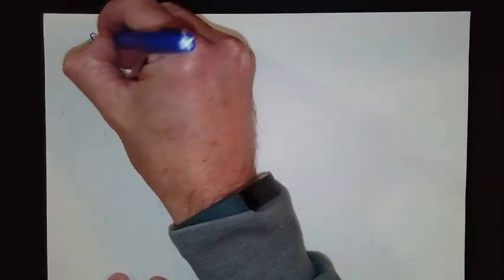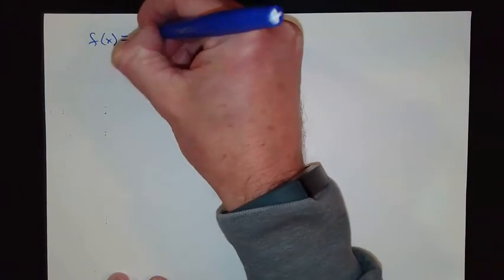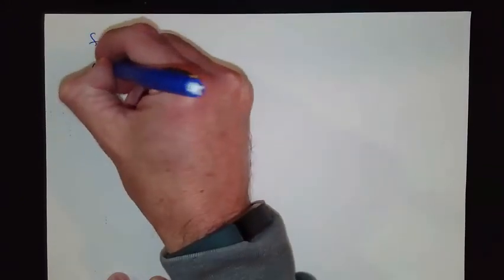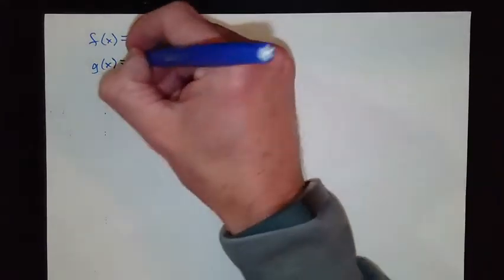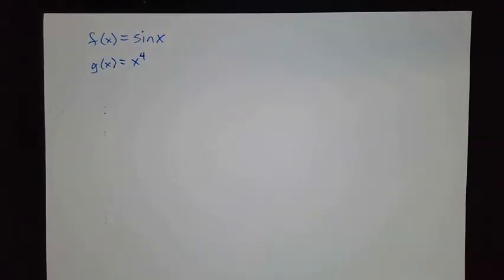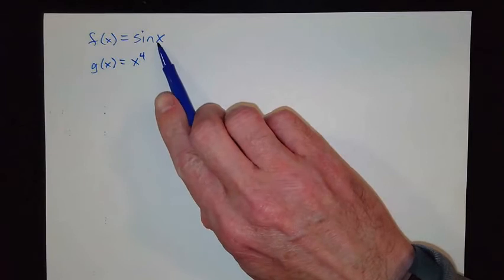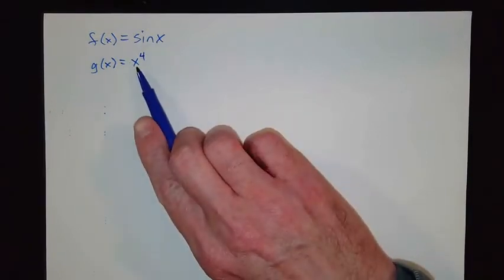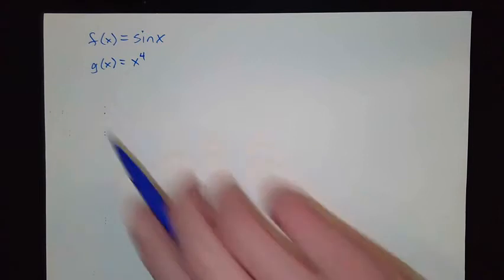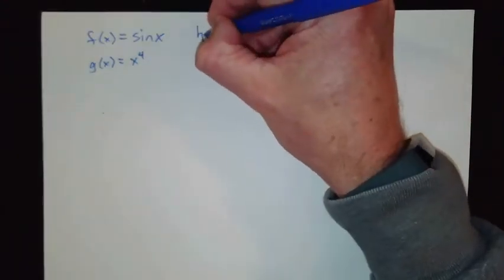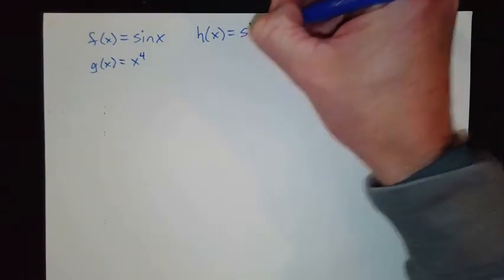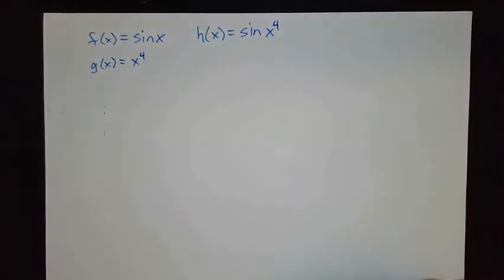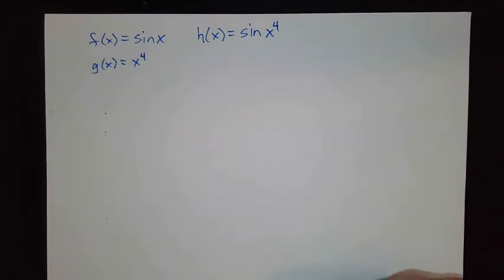Let's say we have two functions. f of x is sine of x, and g of x is, let's go with x to the fourth. And you guys know the derivative of both of these. You know the derivative of sine of x is cosine of x. The derivative of g of x is 4x to the third power. So what I would like to take a look at is a couple different functions. Let's say h is sine of x to the fourth. We'll take a look at what the derivative of that will be.